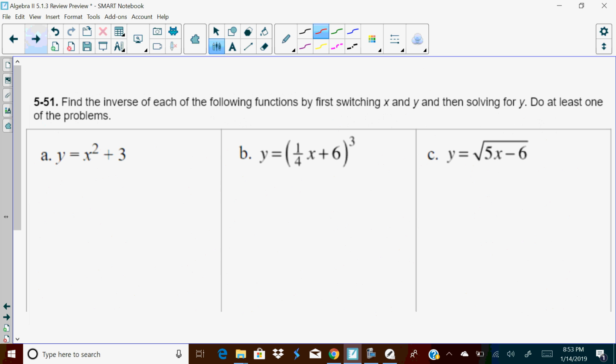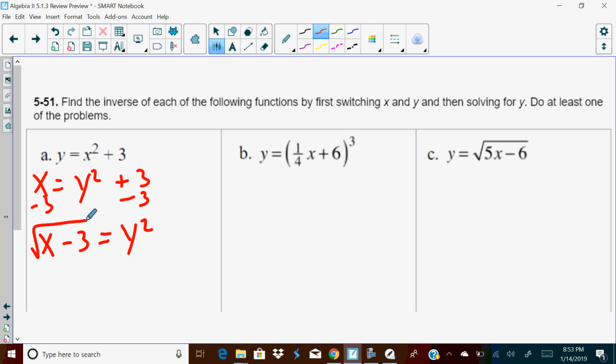For 51, find the inverse of each of the following functions by first switching x and y and then solving for y. So for the first one, it's going to be x equals y squared plus 3. So I'm going to subtract 3 first. Then I'm going to take the square root of both sides. So y is going to equal the square root of x minus 3.